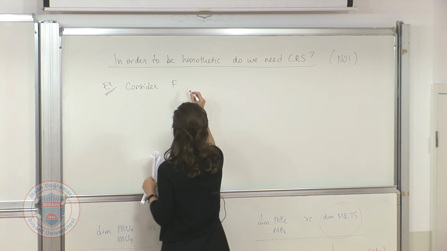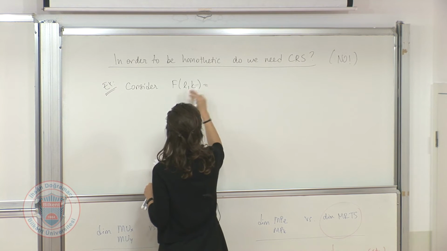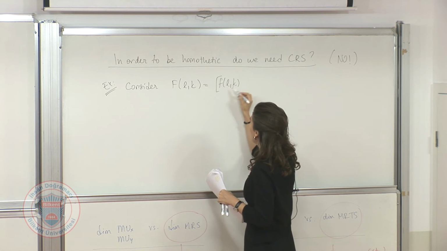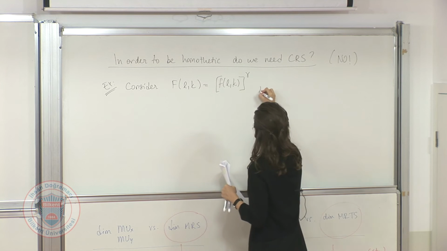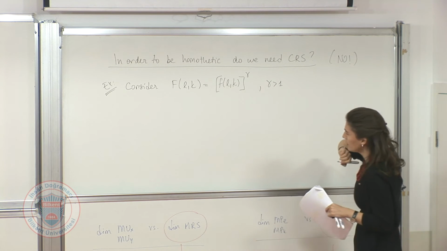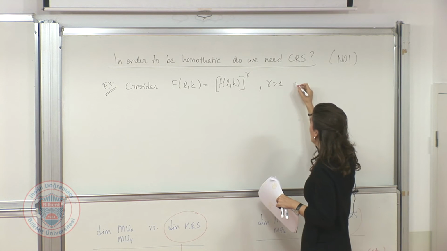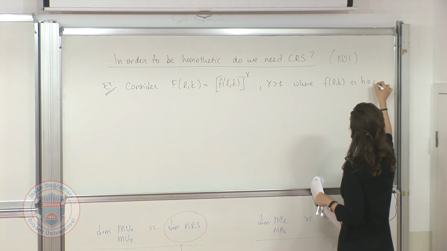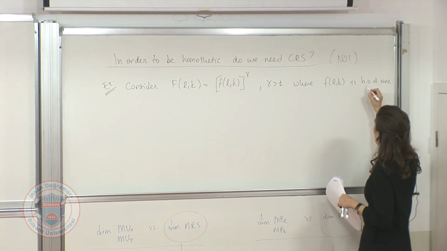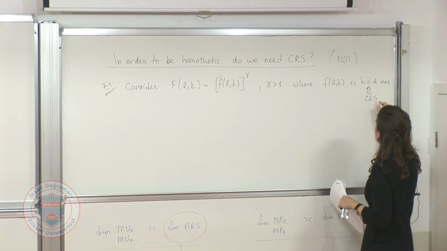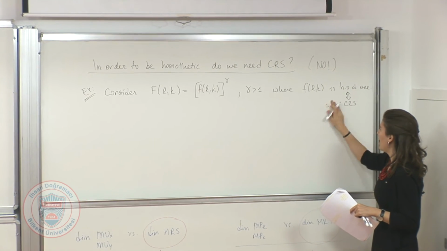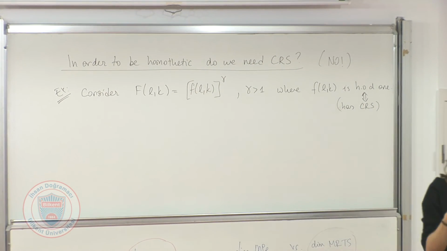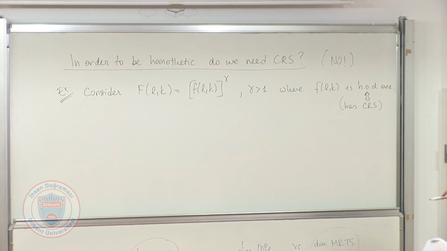Okay, so this is going to be F of L, K. Suppose you have a function like this, F of LK, where I define the function in such a way that gamma is greater than 1, okay? So this is the case, where f of LK is homogeneous of degree 1. Or you can say it has constant returns to scale, whichever one you would like to use, okay? So these are equivalent. So this is the case, fine.